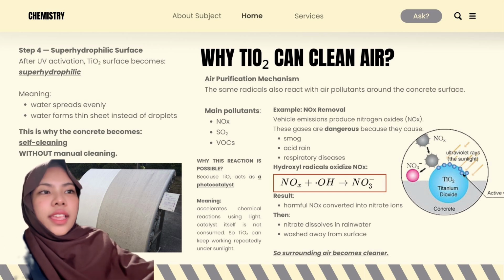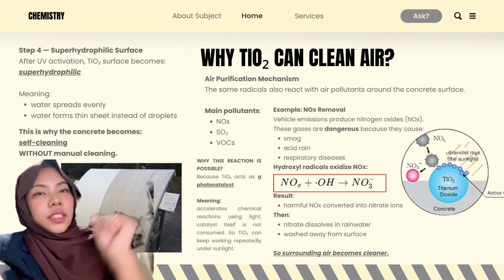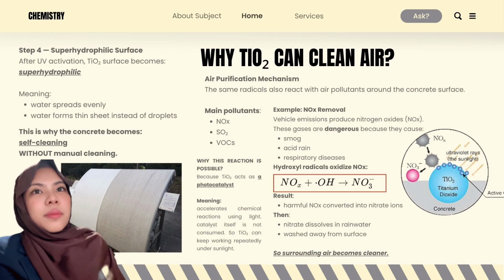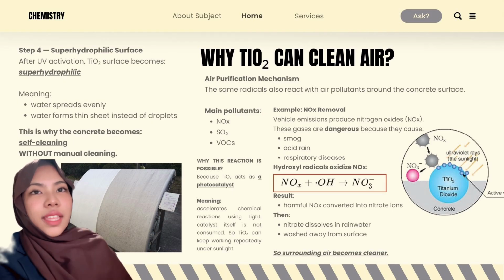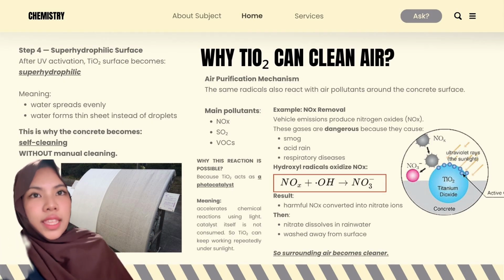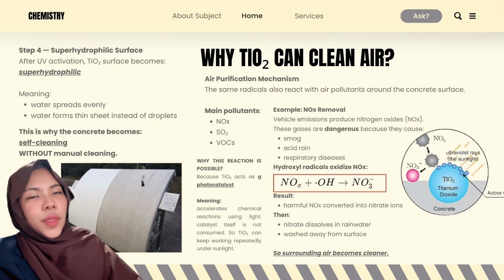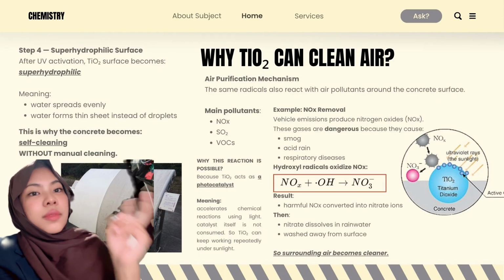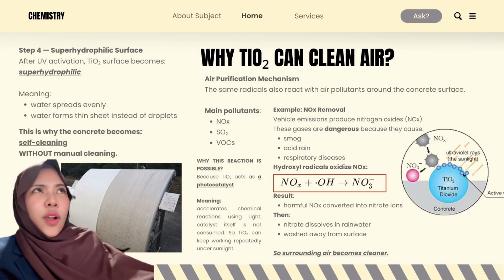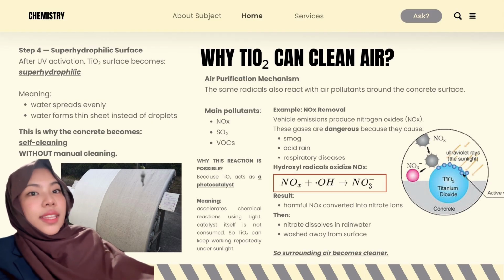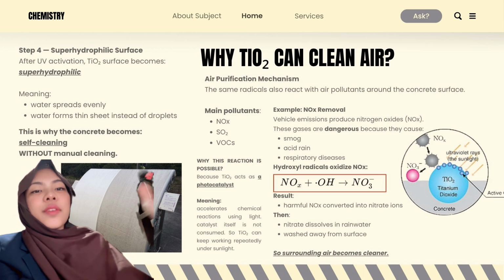Step 4 is superhydrophilic surface. After UV activation, the TiO2 surface becomes superhydrophilic. It means water spreads evenly and forms thin sheets instead of droplets. So this is why the concrete becomes self-cleaning without manual cleaning. And also why TiO2 can clean the air around us, because it has that air purification mechanism.